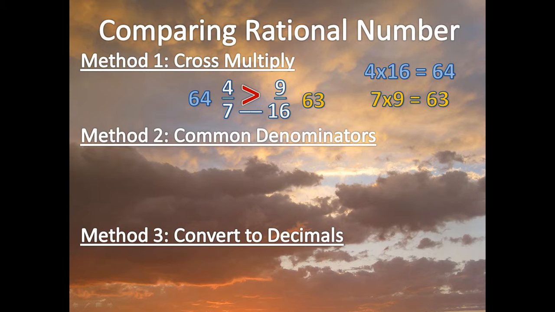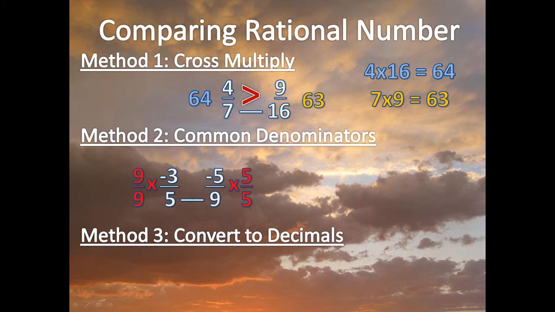Let's take a look at our second method of common denominators. So let's say we have -3/5 and -5/9. Now remember, the farther out left on a number line that we go, the smaller the number is. So we're actually looking for the number that's closer to 0. But let's take a look at this.